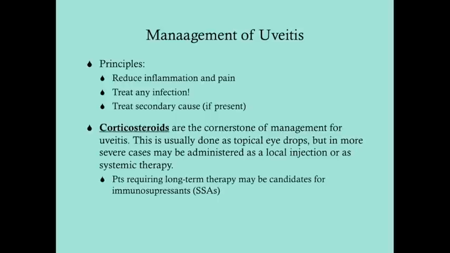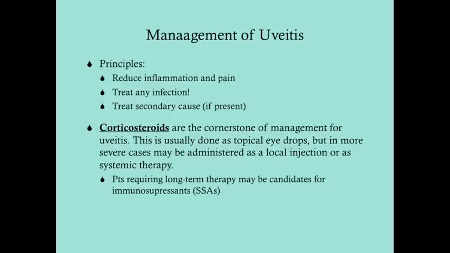So things that you can give topically for anterior uveitis, you can give topical prednisolone, dexamethasone, fluorometholone. They rhyme. If you need to administer something more systemic, of course you can give oral prednisone, IV methylprednisolone. You can also give a periocular injection, usually triamcinolone is what's administered.